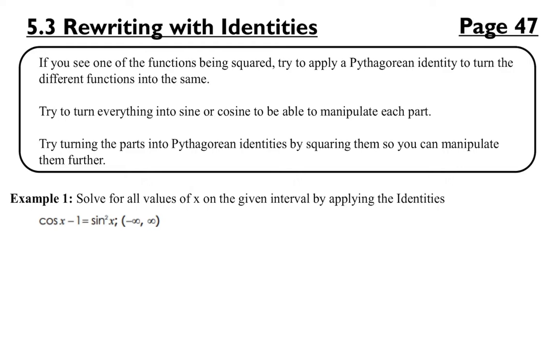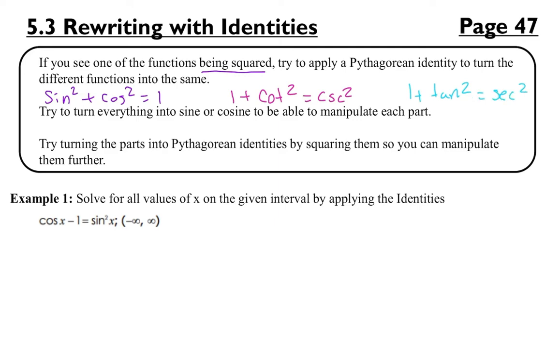So some really important ones that you want to be thinking about as we're working on this. If you see functions being squared, we want to be thinking about our Pythagorean identities. So we know that sine squared plus cosine squared equals 1. The other one is that 1 plus cotangent squared equals cosecant squared. I remember that 1 and tangent go together. And the last one is 1 plus tangent squared equals secant squared.